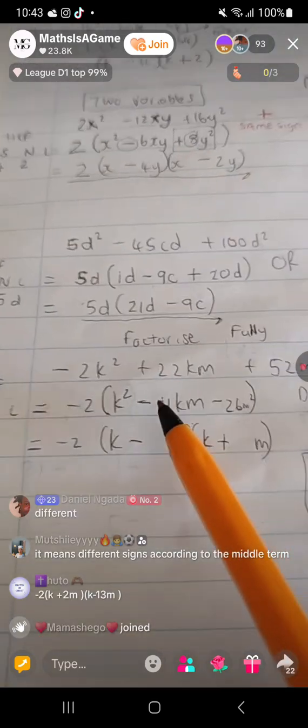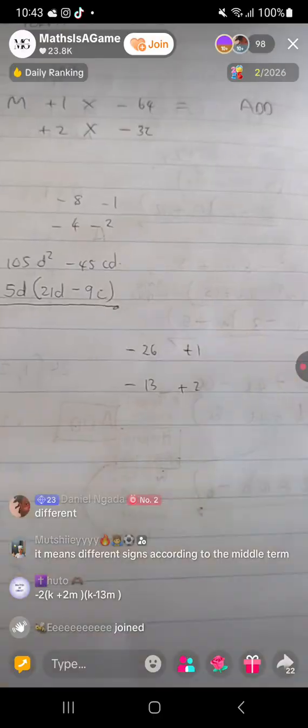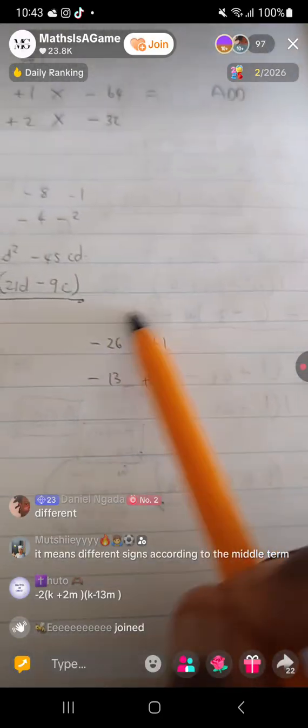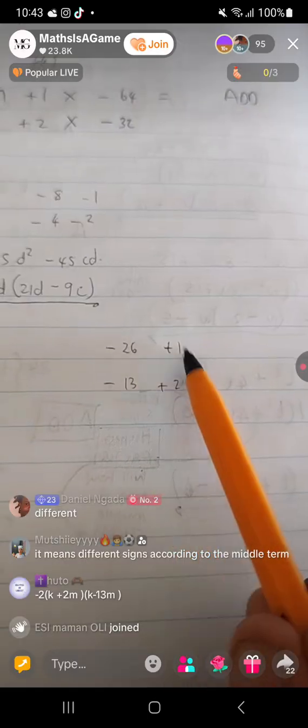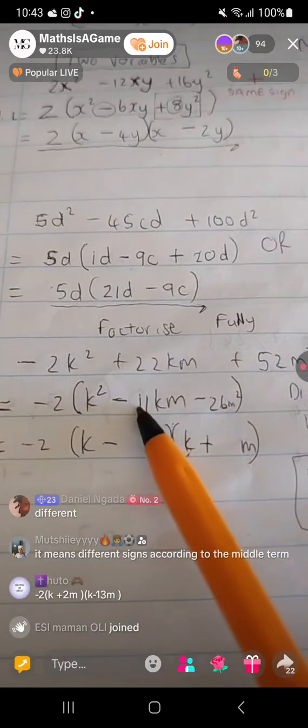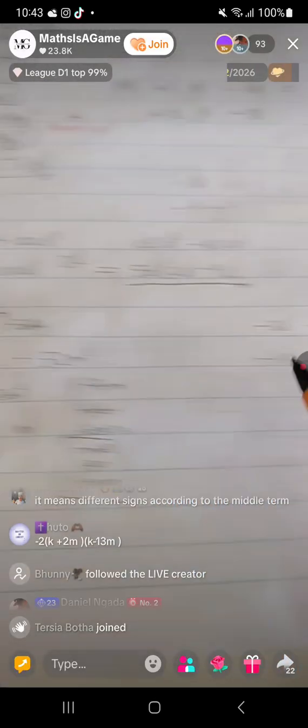Because when we add, we need to still get the middle term. Multiplication will give us negative 26, no doubt. The multiplication, we don't have a problem. It's the addition. Is it negative 26 plus 1 that gives us negative 11? Or is it negative 13 plus 2 which gives us negative 11? Which one?